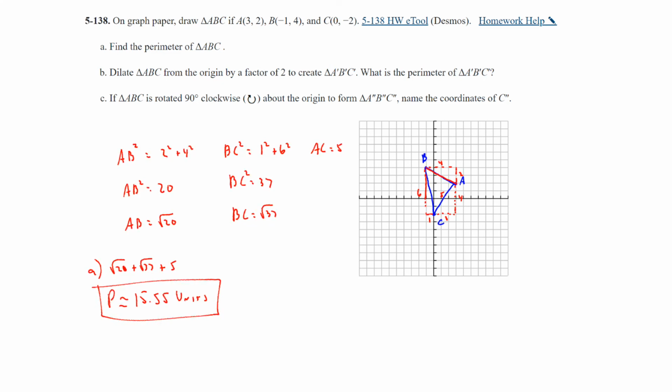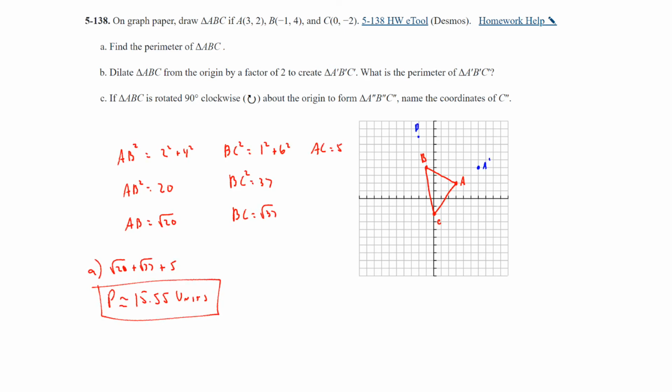On part B, it wants you to dilate triangle ABC from the origin by a factor of 2 to create a new triangle, A prime, B prime, and C prime. And then what is that perimeter going to be? So I'm going to erase kind of all my stuff here and then just start over with ABC and then dilate it by a factor of 2. So for A, I go from the origin, go over 3 up 2. So to do that again, that would dilate it by 2. So there's A prime. B prime, up 4 over 1.